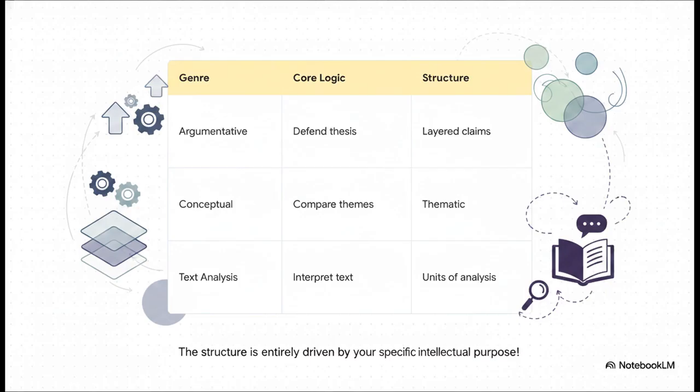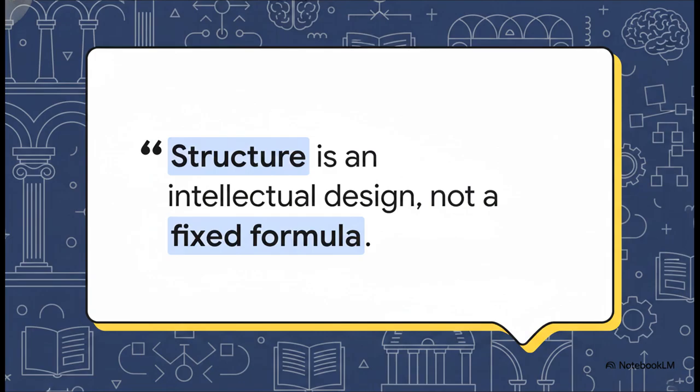But switch gears to a conceptual paper, and suddenly you're focused on comparing themes, abstract definitions, and competing theories. In that case, your structure is going to be thematic and analytic, rather than strictly linear. Or if you're doing a text or discourse analysis, your primary focus shifts to critical interpretation, driven by distinct linguistic strategies and textual evidence. The rule of thumb here? Form always follows function. If you take absolutely nothing else away from this workshop today, let it be this central truth right here. Structure is an intellectual design, not a fixed formula.